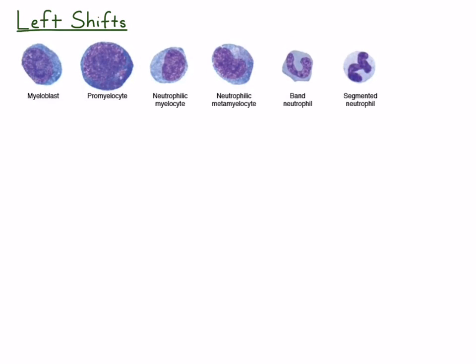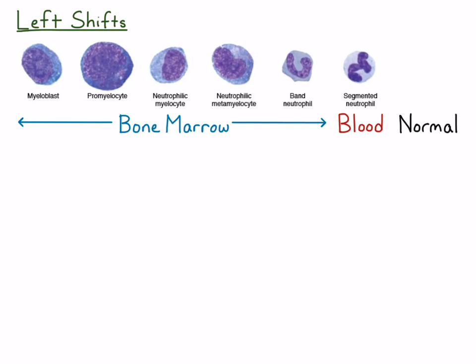This video is going to be on neutrophil left shifts, and I have the neutrophil maturation sequence shown here to help explain what a left shift is. So under normal conditions, the neutrophil precursors, so myeloblast through band neutrophil, reside within the bone marrow, and then they develop into a segmented neutrophil, which hangs out in the storage pool for a bit and then is released into peripheral blood. So during normal non-inflammatory conditions, in the blood you should only see segmented neutrophils.